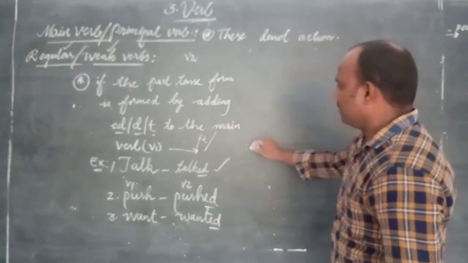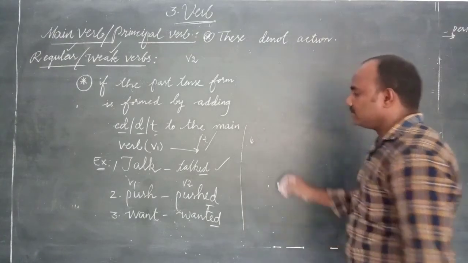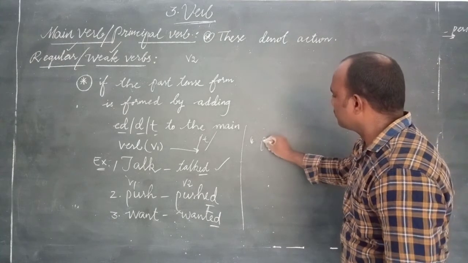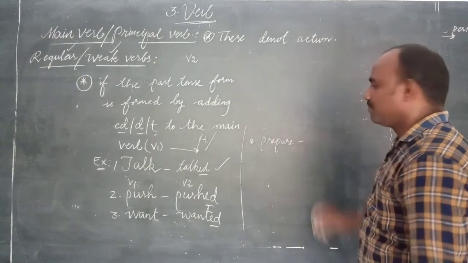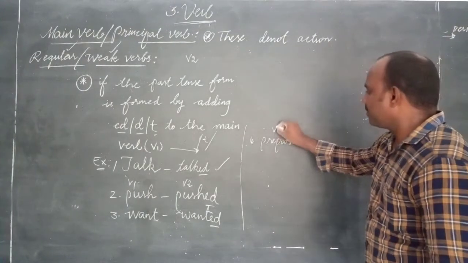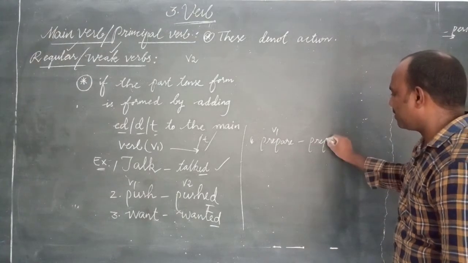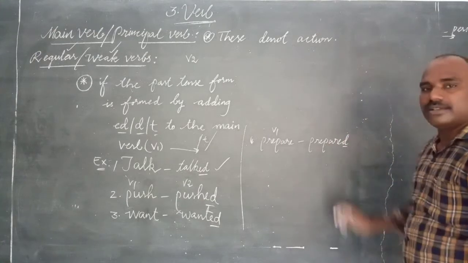Okay. Some more examples. Fourth one: prepare. This is the present tense form. The past tense form of this verb is prepared, P-A-R-E-D. See, by adding D.